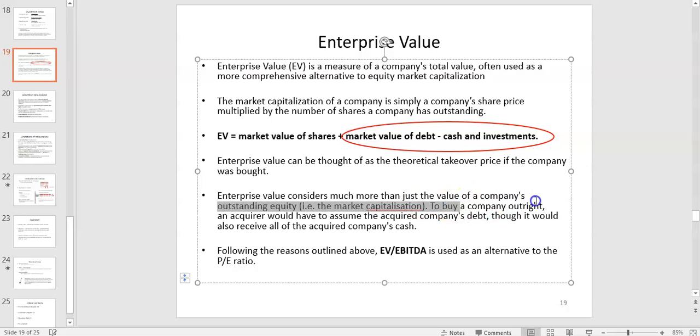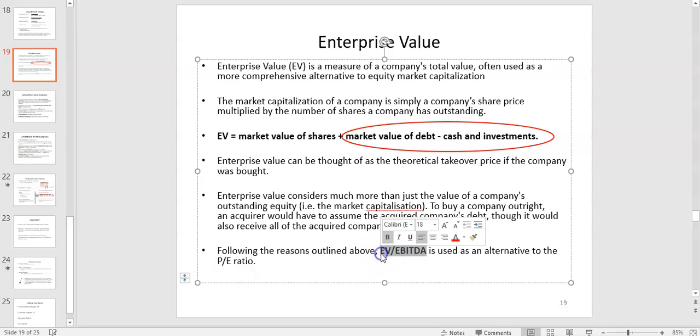And the whole logic of that is, if you wanted to buy the company outright, you would have to buy the shares, you would have to pay off the debt, but you'd also get the cash. So it's the net of the cash. And that's often used to inform another ratio similar to price earnings ratio called EV over EBITDA.